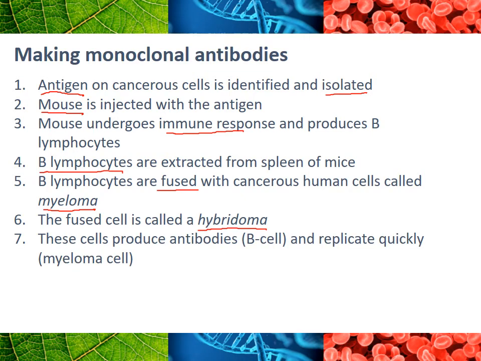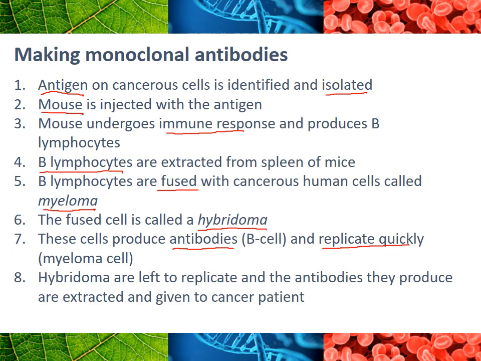Now, because this cell is a fusion of a B cell and a cancer cell, it's got two really important properties. The first thing is that it can produce antibodies because it is a B cell. Okay, so that original B cell that was made can make antibodies. Also, because it is a cancerous cell, it is able to replicate really quickly. Okay, cancerous cells behave a bit differently. They divide really quickly. So what we're getting now is a B cell that can make antibodies that can also divide really, really quickly. And this is where we get our clones.